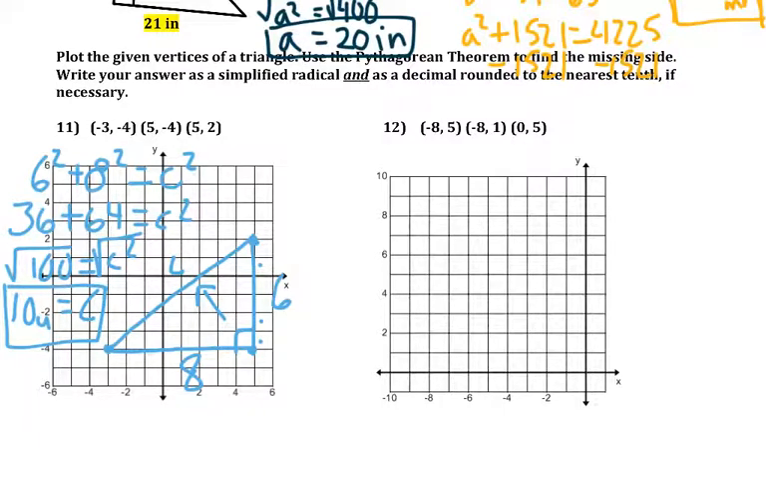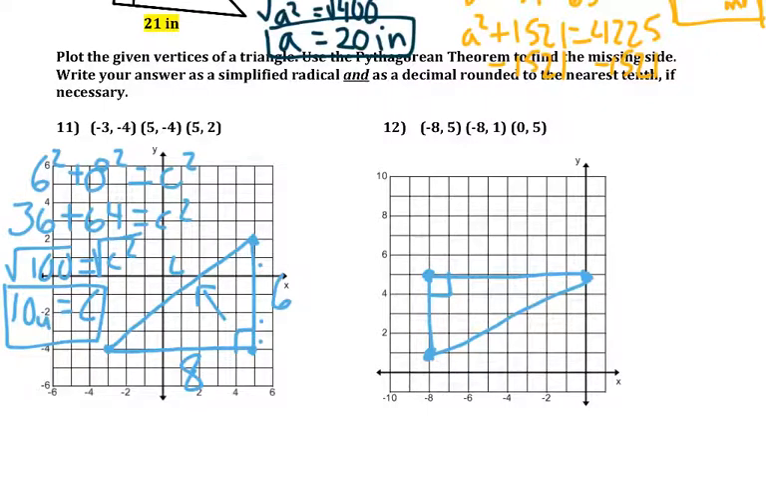Number 12, we have the point -8, 5. So we'll go left 8 and up 5 from the origin. Then we have negative 8, 1. So left 8 and up 1 from the origin. And then 0, 5. So over 0 and up 5. So we have this right triangle. Again, I know it's right because I can see this square here.